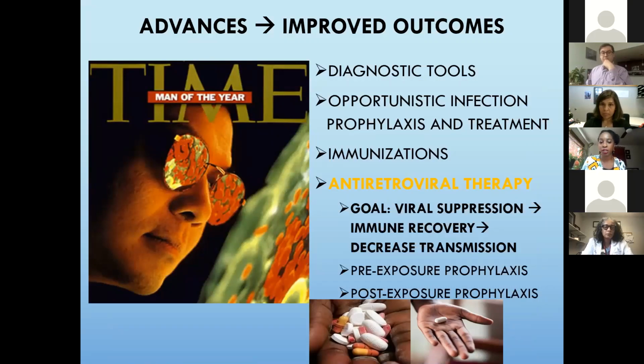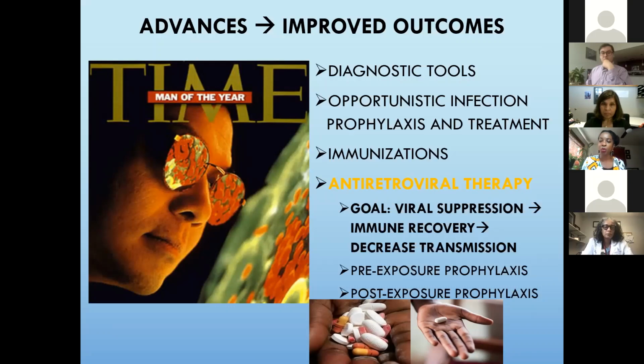And here, David Ho was Time Magazine's Man of the Year for his discovery of highly active antiretroviral therapy, which is not just one, not two, but 3 agents against the virus and components of the virus to then lead to viral suppression or an undetectable viral load, which is the goal, which then allows immune recovery and then the decreased risk of transmission.